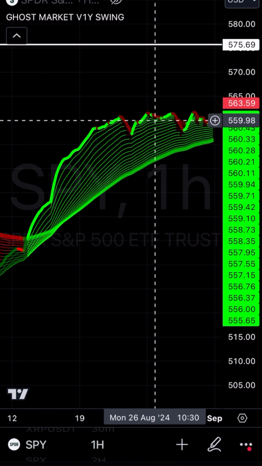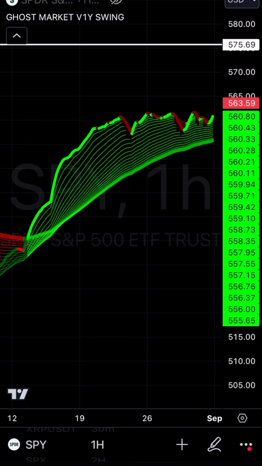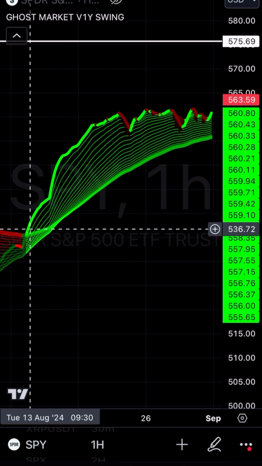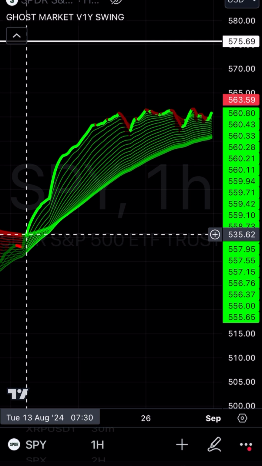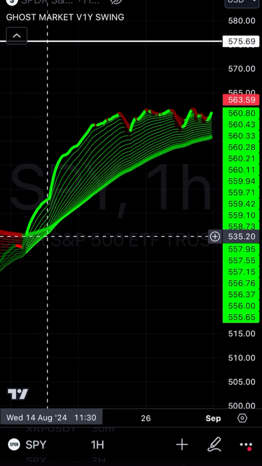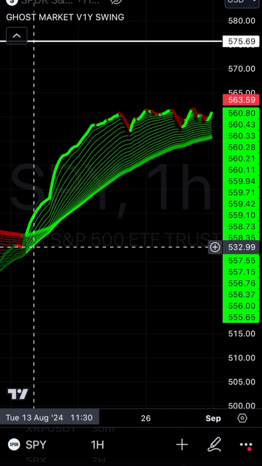Basically, when your 5 is crossing the 90.95 here, that's when you enter your trade. On the hour, you see that happening right here with SPY. This was on August 13th, the last time it started going up.